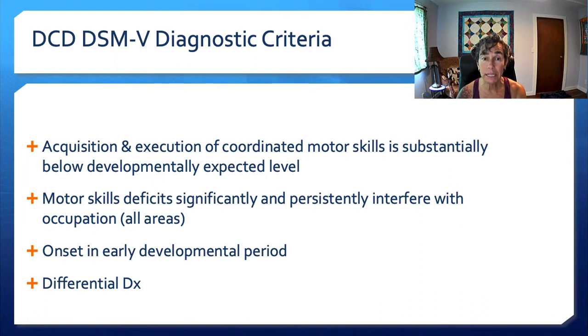Diagnostic criteria for DCD: acquisition and execution of coordinated motor skills is substantially below developmentally expected level. So it's not just like a little clumsiness, it's substantially below. Motor skills deficits significantly and persistently interfere with occupation in all areas. So again, we see that the DSM is considering occupation, right? And we know about occupation. Onset is early in the developmental period, and there is, again, a differential diagnosis so that we make sure that it's not due to something else.